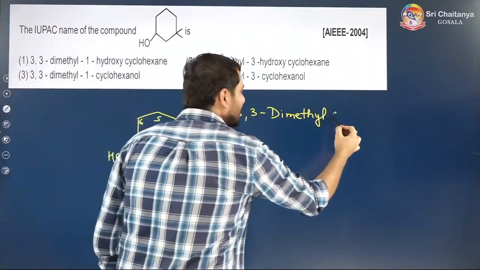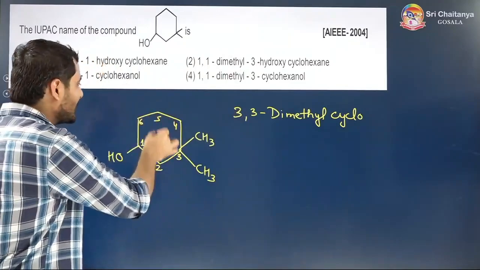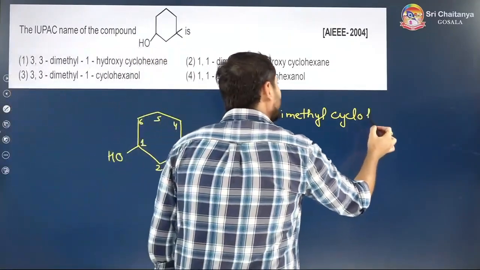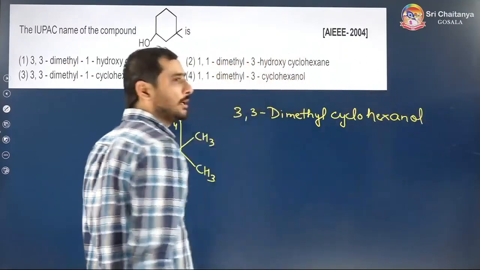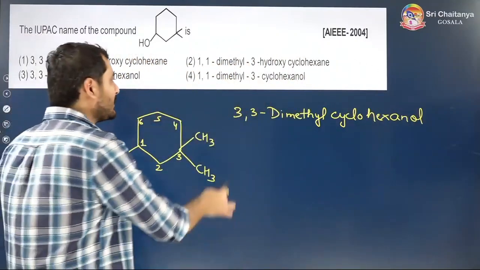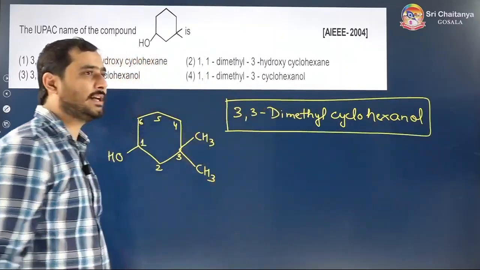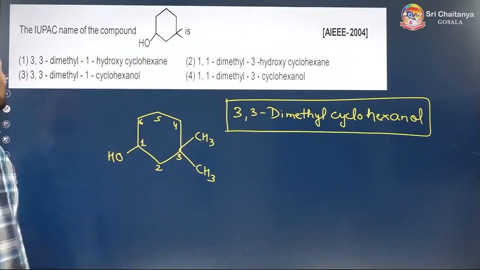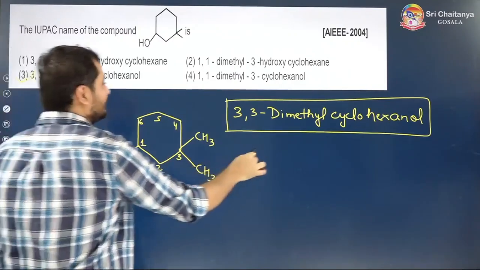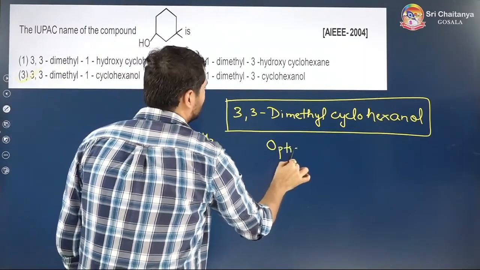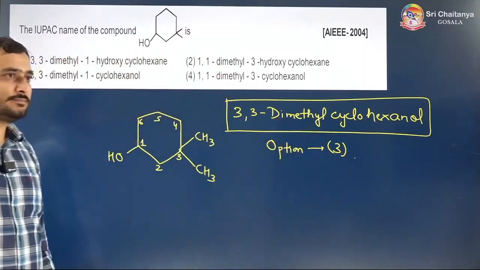So primary suffix, what is written? Cyclo. Now how many carbon atoms are present? 6 carbon atoms. For 6 carbon atoms, what do we write? Hex. For single bond, ane, and for alcohol, it is ol. So what is the name of this compound? 3, 3 dimethyl cyclohexanol. Now check where it is given. 3, 3 dimethyl cyclohexanol. Which option? Option number 3. So option 3 is correct.